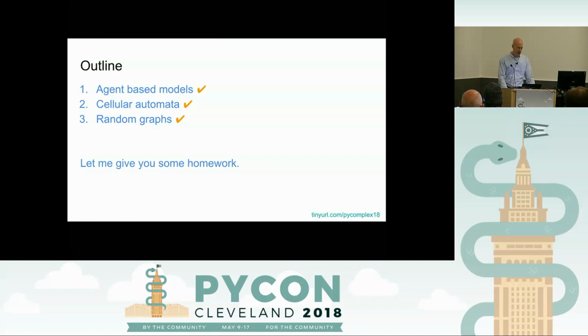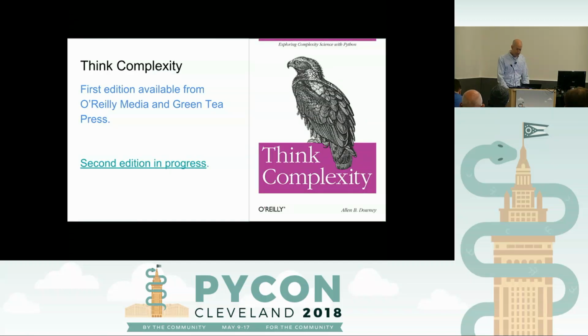Okay, right. So I mentioned the book. Think Complexity is published by O'Reilly, but also available under a free license. So if you go to Green Tea Press, you can still read the first edition if you want. But you might have noticed that the repository that we use today is called Think Complexity 2.